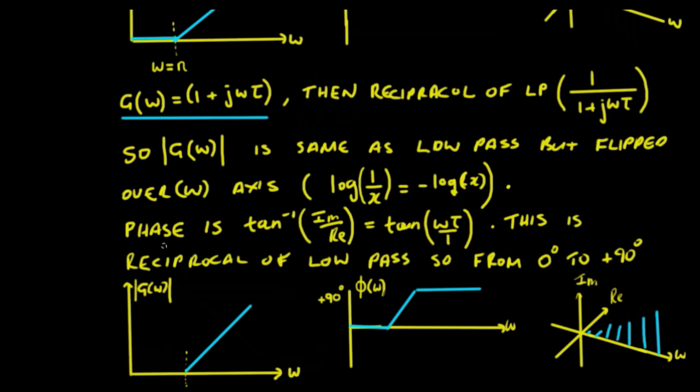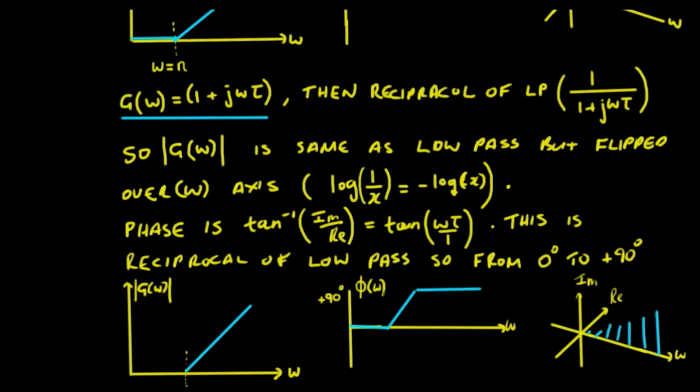So the phase of this here is going to be inverse tan of the imaginary part over the real part. So it's going to be inverse tan of the imaginary part, which is omega tau, and the real part is going to be 1. So we're going to have the reciprocal of the low pass, so it's going to go from 0 to plus 90. It's going to go from 0 degrees up to plus 90 degrees.